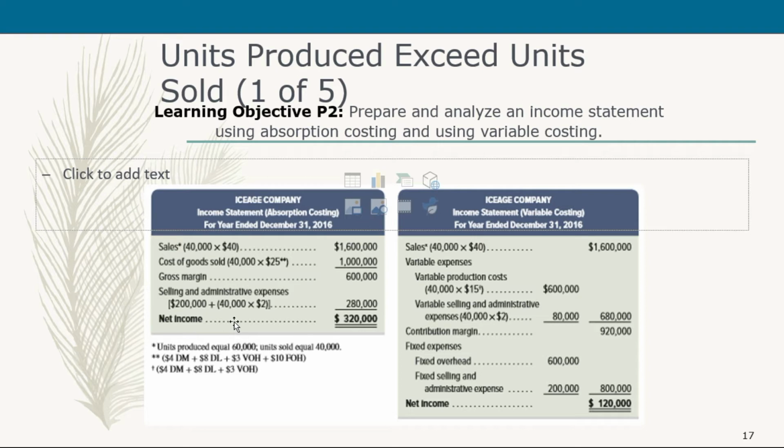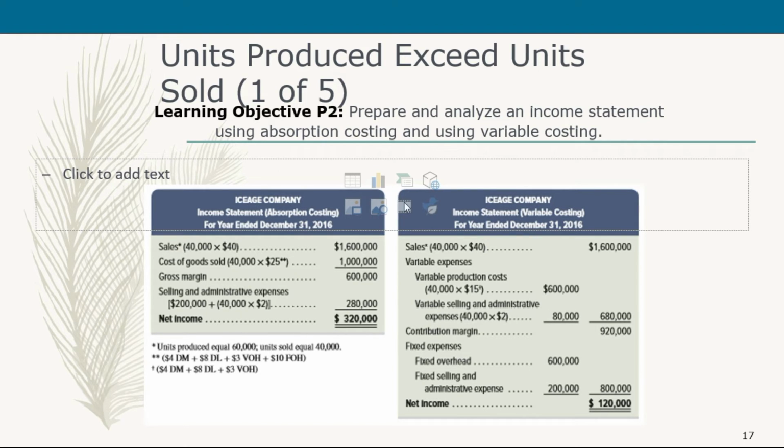It will be understated. And what will happen to your net income? It will be overstated. So how much is the overstatement? It is your fixed overhead cost that is now part of your inventory.